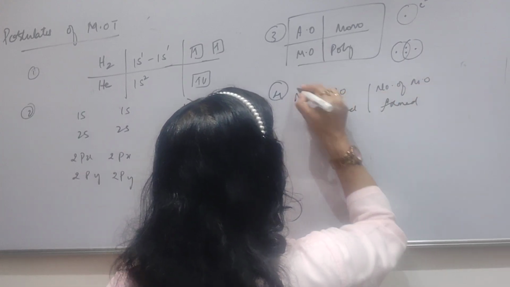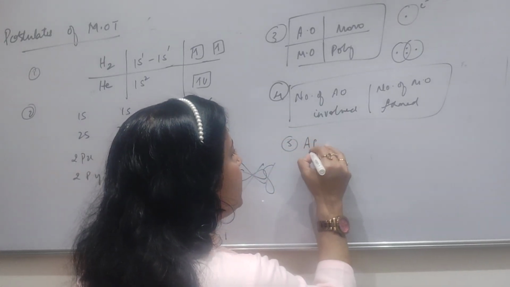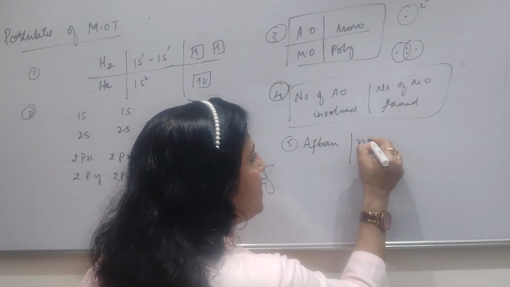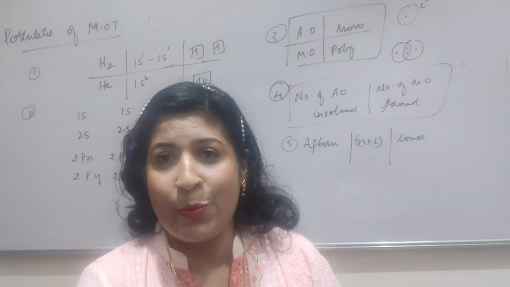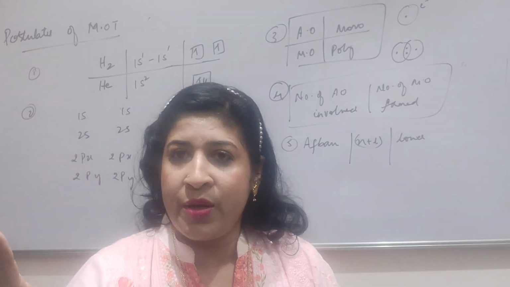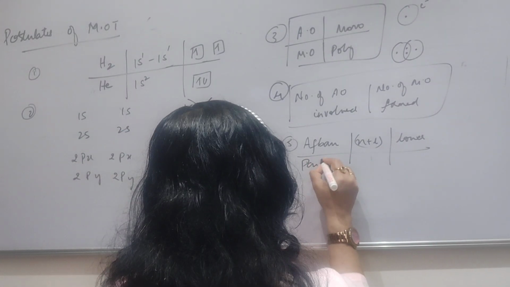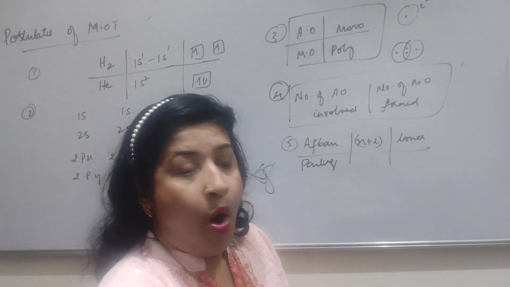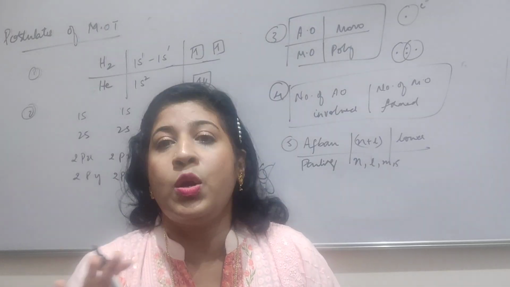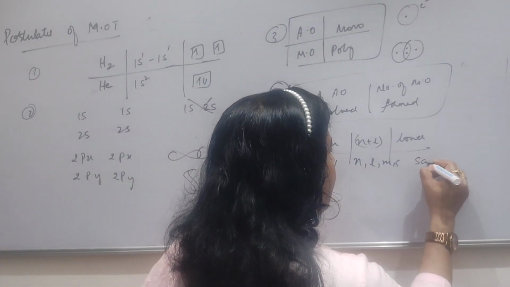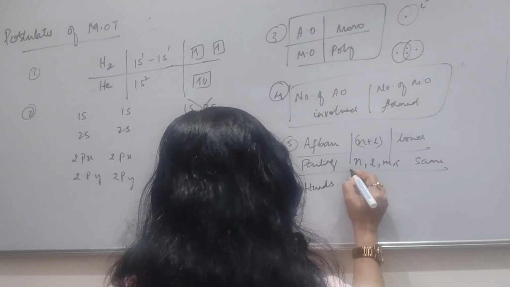And the last postulate is whenever the molecular orbitals are formed, they are formed according to the Aufbau principle. That means they follow the n plus l rule. The lower energy is filled first, that is, the bonding molecular orbital is filled, then the antibonding molecular orbital is filled. The second is it follows the Pauli exclusion principle, that is, all four quantum numbers n, l, m, s are not the same. And the last one, of course, it follows Hund's rule of maximum multiplicity.